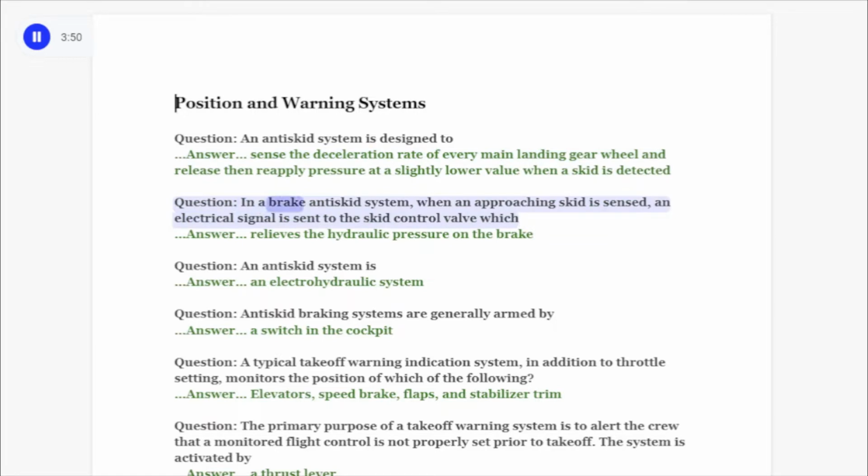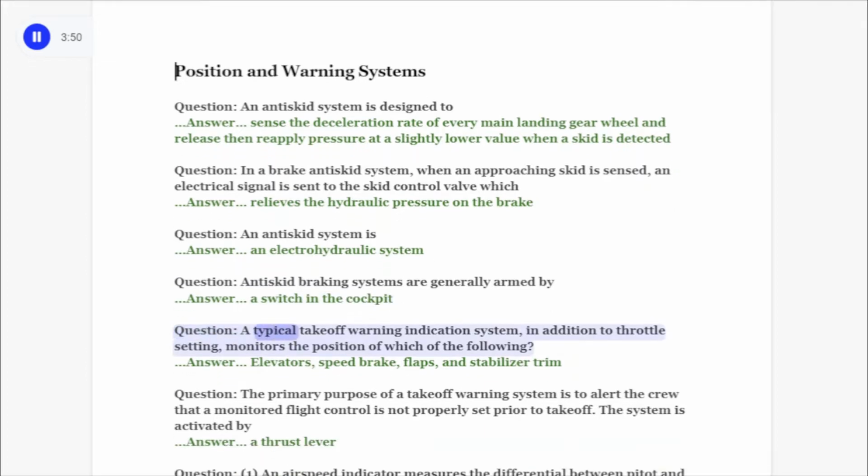Question: in a brake anti-skid system, when an approaching skid is sensed, an electrical signal is sent to the skid control valve which. Answer: relieves the hydraulic pressure on the brake. Question: an anti-skid system is. Answer: an electrohydraulic system. Question: anti-skid braking systems are generally armed by. Answer: a switch in the cockpit.